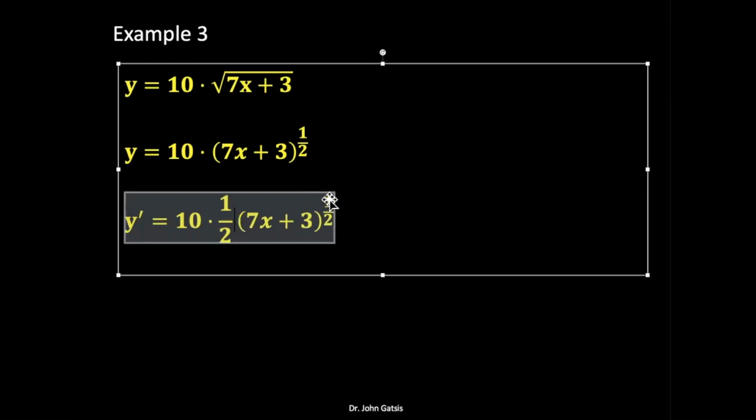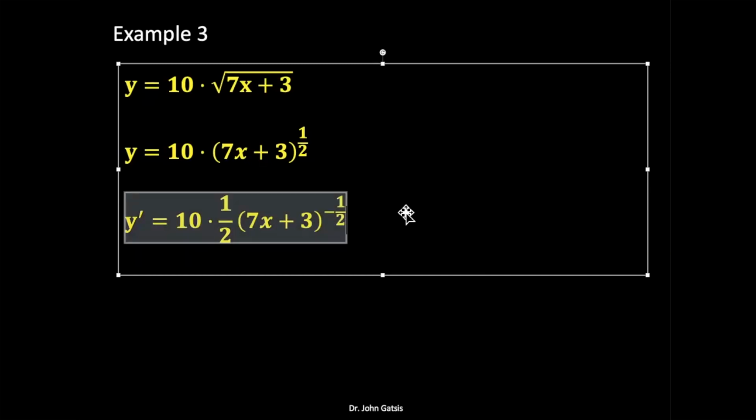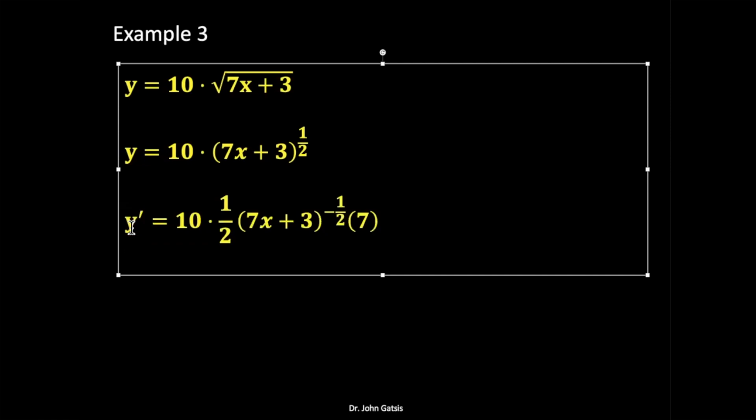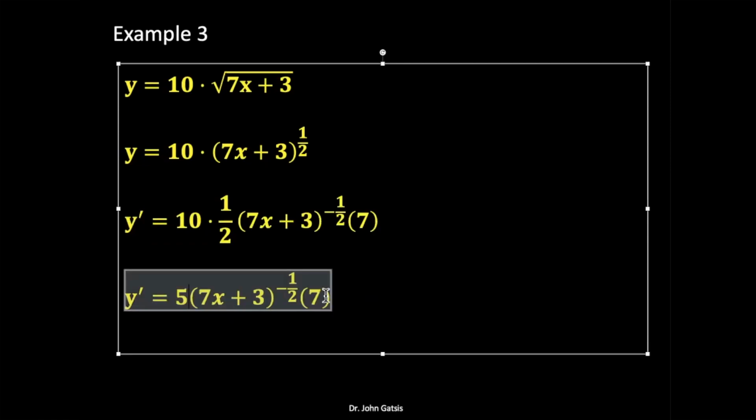and bring it to the front like that. And then we'll do 1/2 minus 1, which is negative 1/2. And then take the derivative of whatever's inside the brackets, which in this case is 7. Some simplification can occur here. We can see here that the 10 and the 1/2 simplify to become 5.